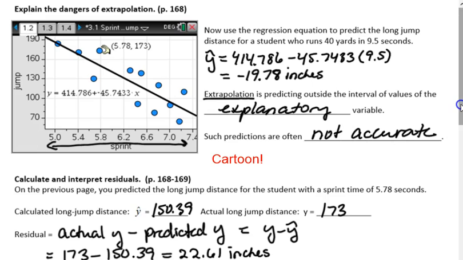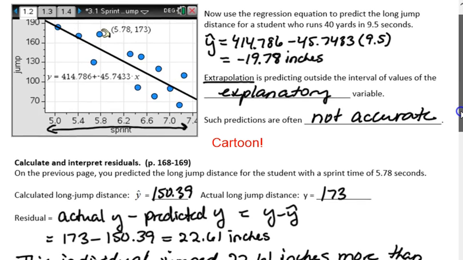Okay, so now let's talk about what we were talking about on the previous page. When we calculated the long jump distance for the person who had a 5.78 second sprint time, we got only 150.39, but their actual long jump distance was 173 inches. So we have what's called a residual.